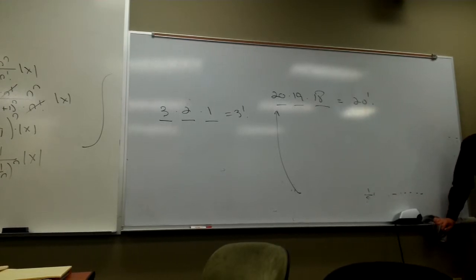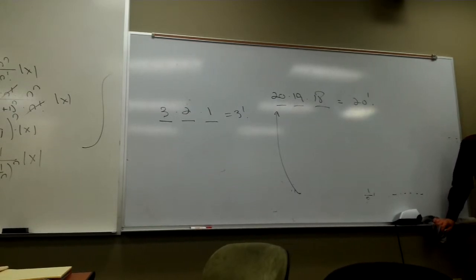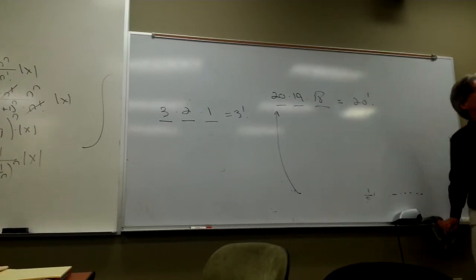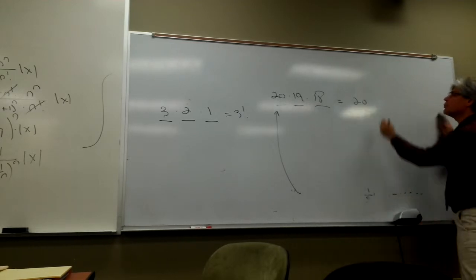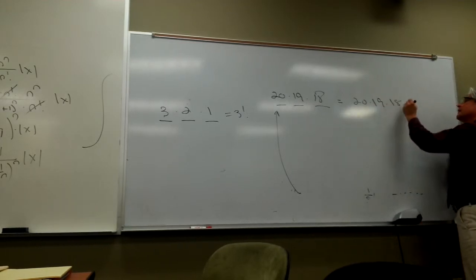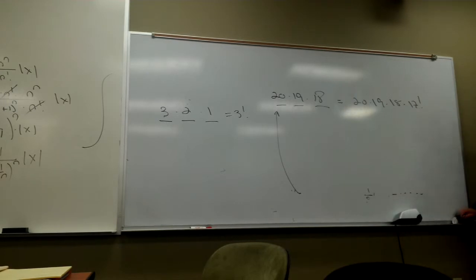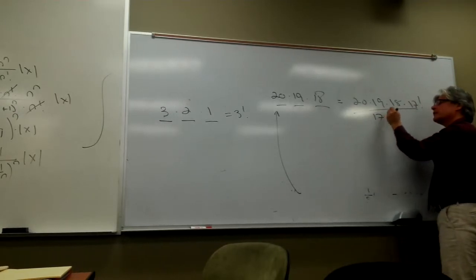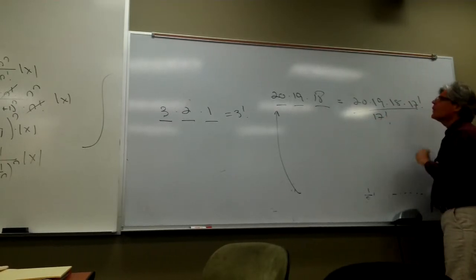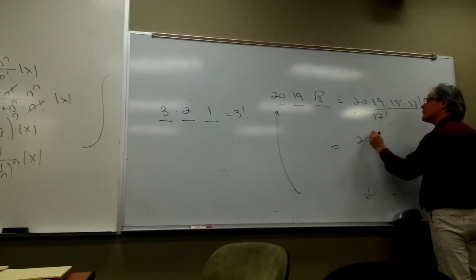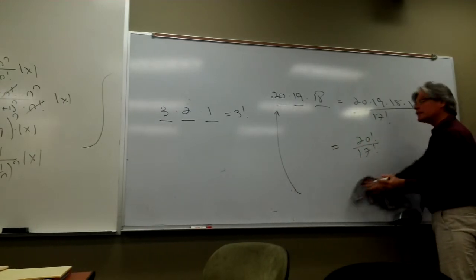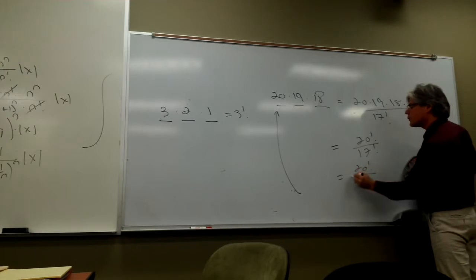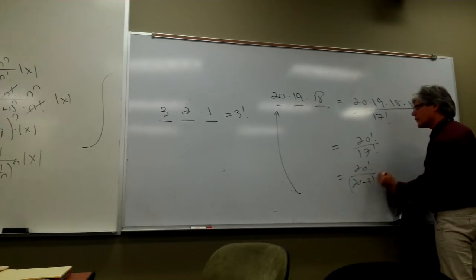Minus 17 factorial. Wow, I really did make a mistake, didn't I? Instead of minus, can we do division? So I made a blunder. I'll fix my blunder. I meant 20 times 19 times 18 times 17 factorial. Does that fix my mistake? Oh, it still doesn't. You're right. I better compensate. I'll divide by 17 factorial. Or shall I say I got 20 factorial over 17 factorial? Or shall I say I got 20 factorial over 20 minus 3 factorial?